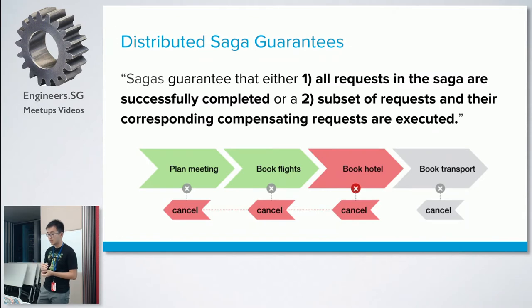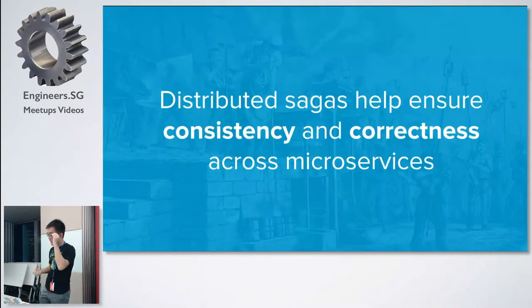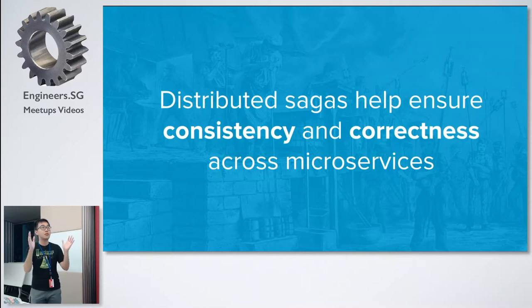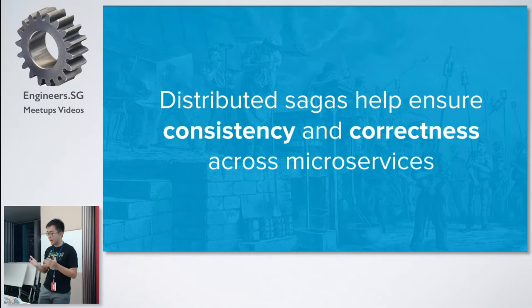all the previous requests. So the point of having a distributed saga is to ensure consistency and correctness across all your microservices. Because all the state is spread out all over your application, we need a way to keep everything consistent and correct. And that's what a saga is, basically. It's a failure pattern to handle failures within your microservices.